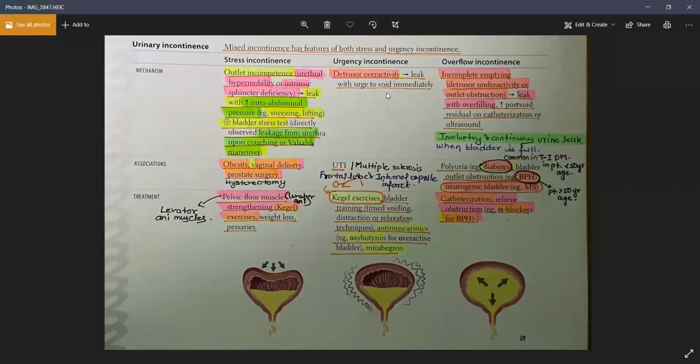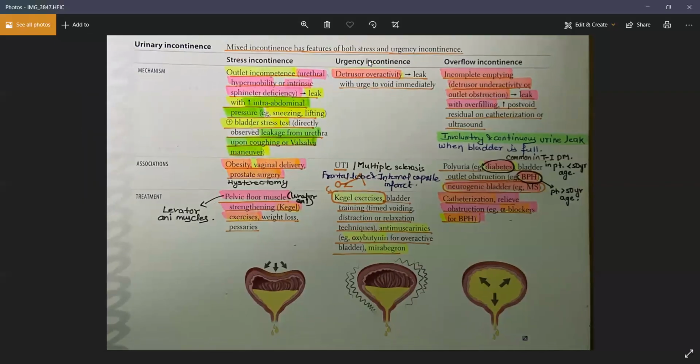The second type is urgency incontinence, and that happens because of overactivity, over-contraction of the detrusor muscle, and as a result, the patient will get a sudden urge to void immediately. She will have this incontinence without even reaching the washroom, right? It can happen because of a urinary tract infection.